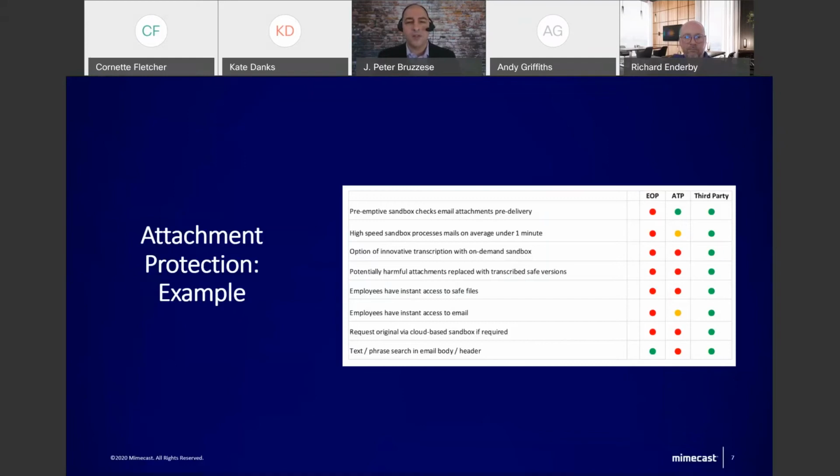Mimecast has a solution called static file analysis. What it does is it looks at a document. It doesn't even have to sandbox it. It looks at the document, at the bits and bytes, to see if there's any executable code. If you get an image that came in, there should be no executable code. PDFs, Word documents, and such, if there's executable code, it sets off red flags.